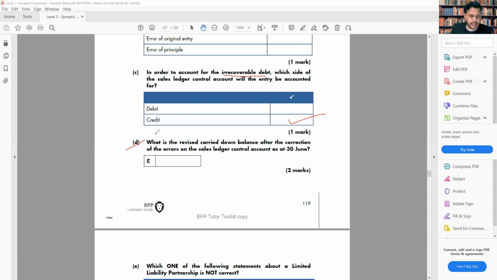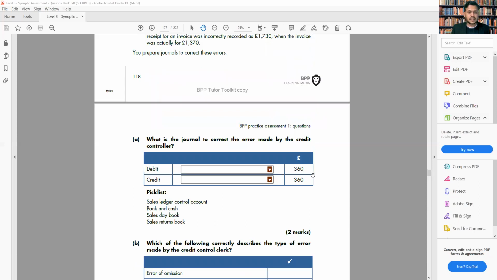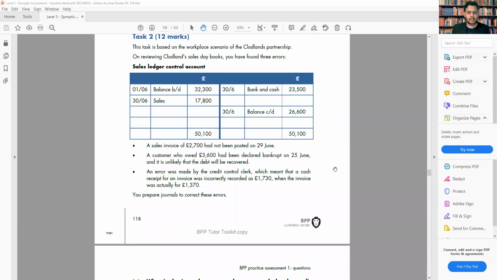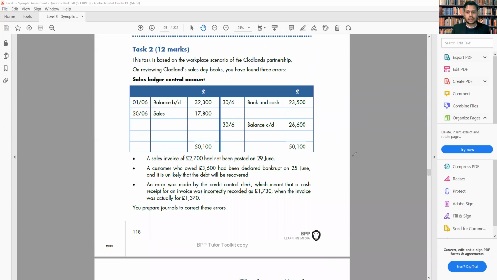Number D is saying, what is the revised carried down balance after the correction of the error sales ledger control 30 June? So remember, the sales clerk, he made a mistake. So if we make the correction, what will be the new balance? So let's have a look. Let's make the correction with this T account on the top, sales ledger control. So all you have to do, you have to put the journal for the 360. So remember, 360 we have to increase here. So we said error. So 360 have to be increased this side.